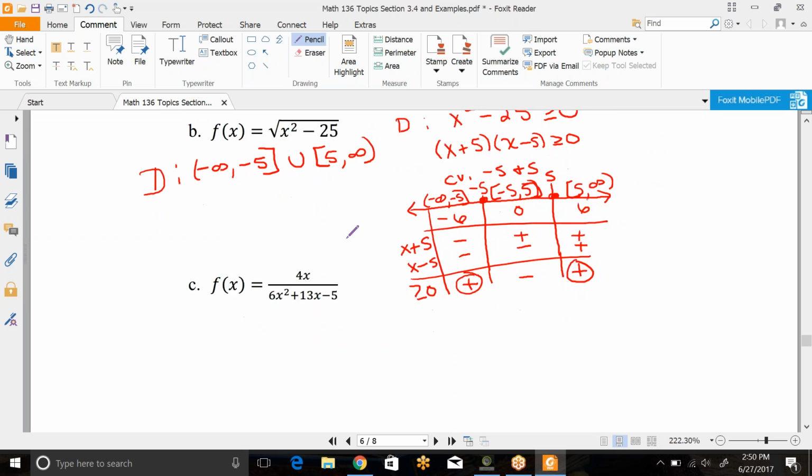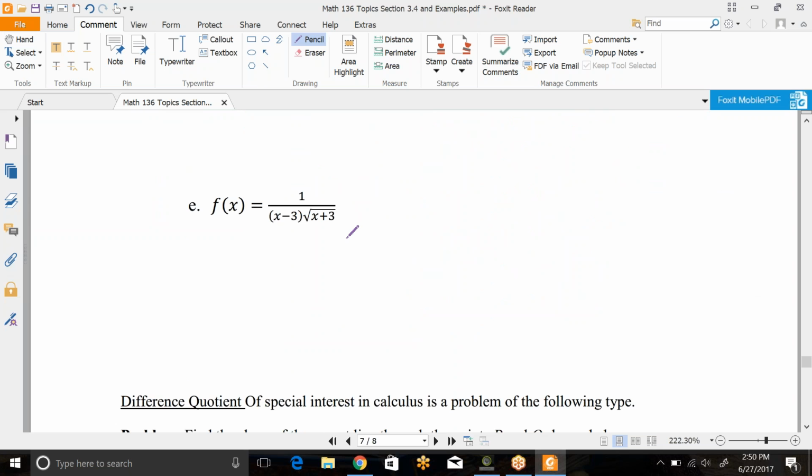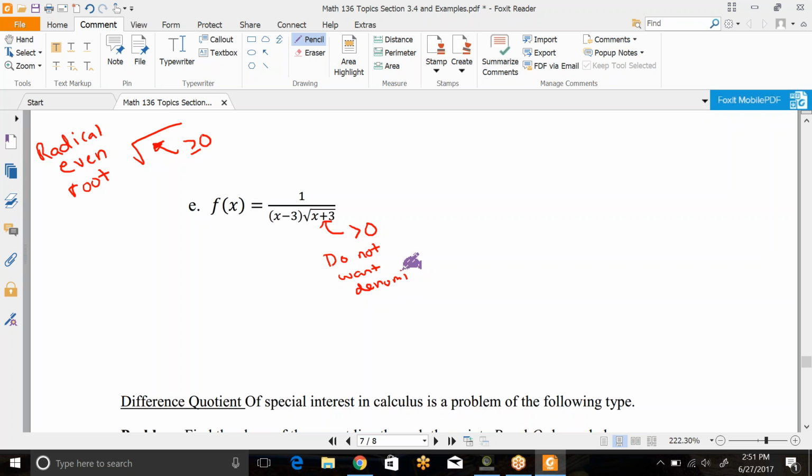Okay, and then the other one we skipped on the notes here was E. So this is a combination again. This is a rational and a radical. The only difference here is that normally our radicals, remember for our even roots, just a little side note, we let the square root part, whatever's inside, be greater than or equal to 0 to keep it from being imaginary. Well, because this is in a denominator, you have to keep it only greater than 0. We do not want a denominator part to equal 0.